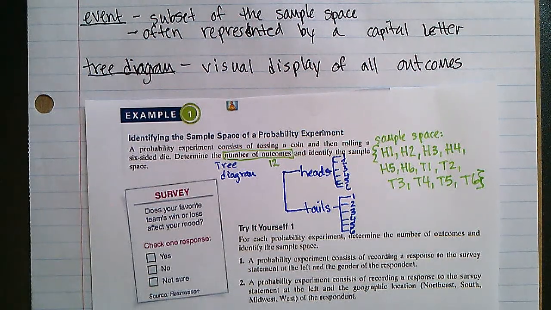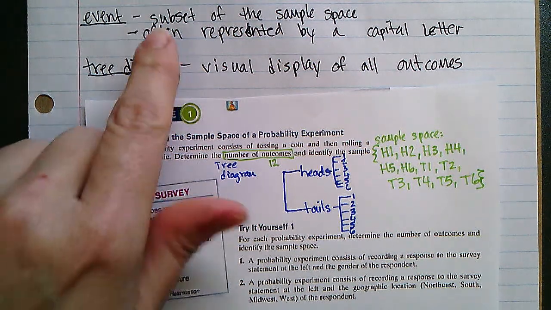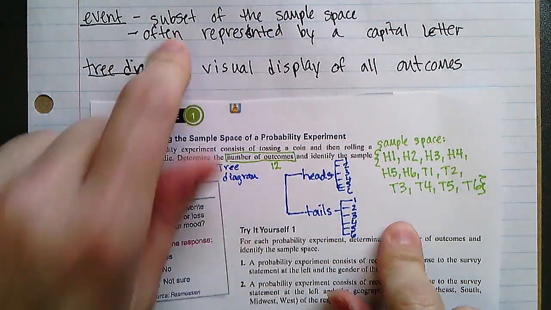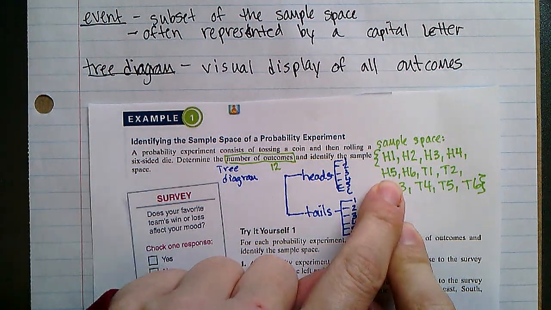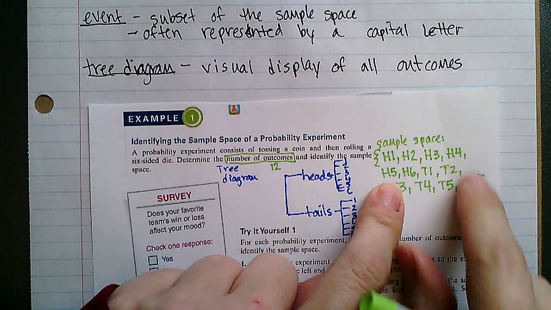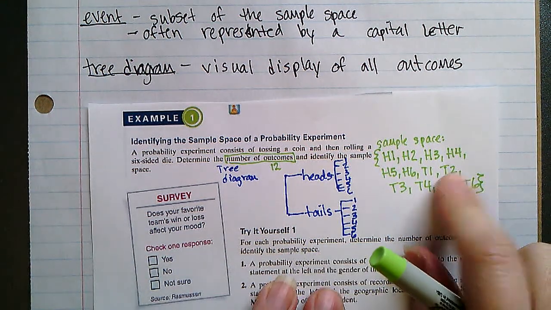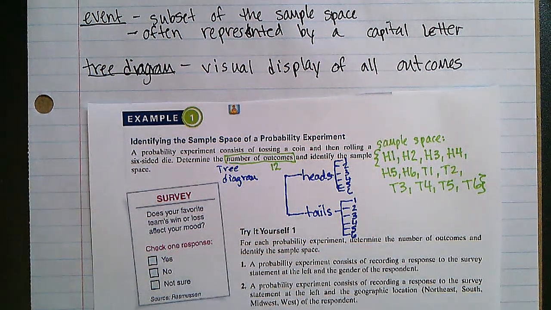Now, an event, I briefly mentioned, is a subset of the sample space. So one of the events could have been landing on heads and 5. Another event could be tails and 2. I'm going to use that to start figuring out probabilities here in a little bit. We have a couple of other examples we can look at.